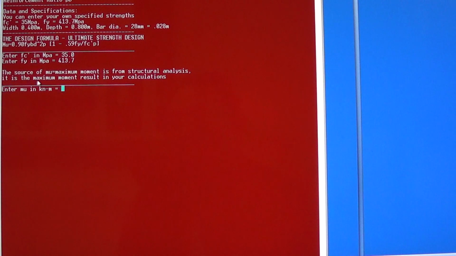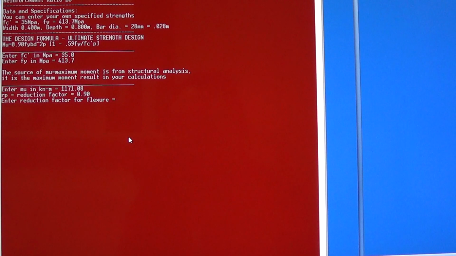It is the maximum moment result in your calculation. So whenever you have maybe moment distribution or whatever, if you have the maximum moment, then you can go ahead and design the beam, the tensile reinforcement of the beam. So the MU, the maximum moment that I have in the design of my beam is 1171.08 kilonewton meter.